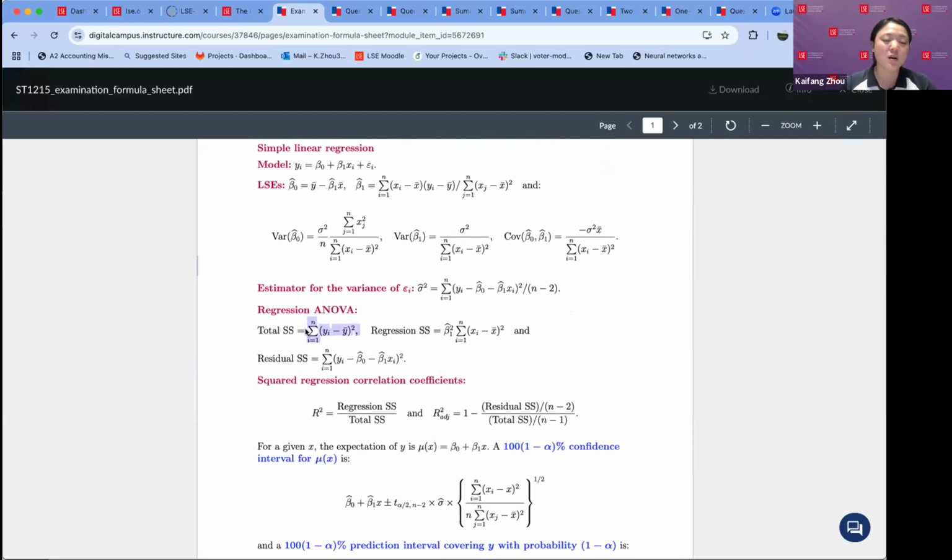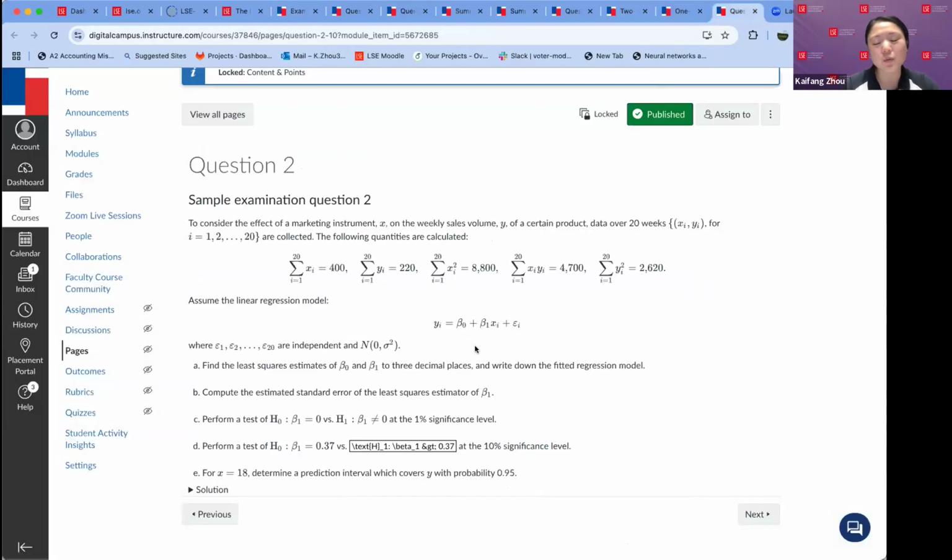For example, the total sum of squares. This is the formula I'll give you. Normally during the calculation in your exam, you need to decompose this as the sum of y_i squared minus n y-bar squared, something like this. So make sure you go through some questions like this before the exam to get yourself familiar with the calculations, and you can come back to us if you need support understanding the calculation.